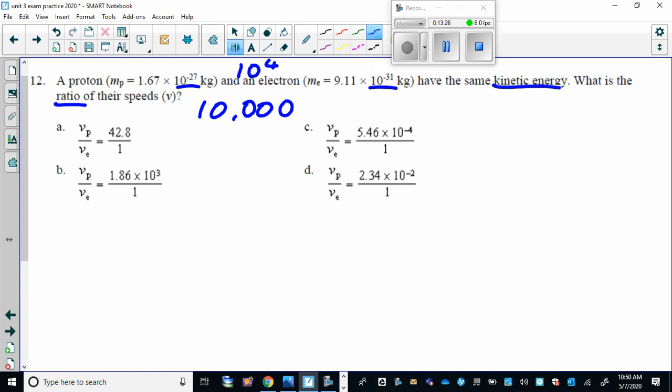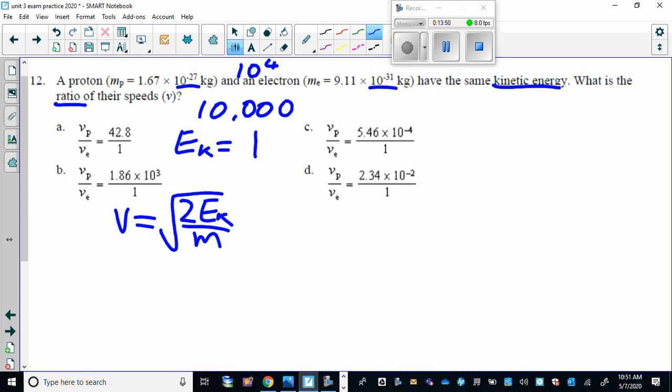So we want the ratio of their speeds. And we know the formula for the speed, because we're solving for velocity, is v = √(2Ek/m). And since we're dealing with ratios and they both have the same kinetic energy, what we're just going to arbitrarily say is that the kinetic energy for both of them equals 1. Like, why not? Just make it the easiest number possible. Don't put in 0, because then everything will cancel out. And if they have 0 kinetic energy, then they both have no velocity, so that makes the question impossible to do.